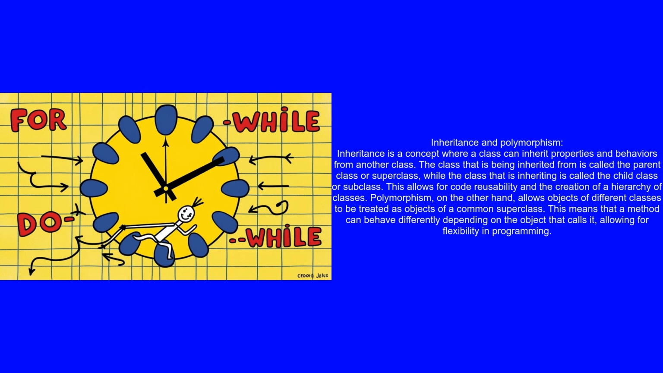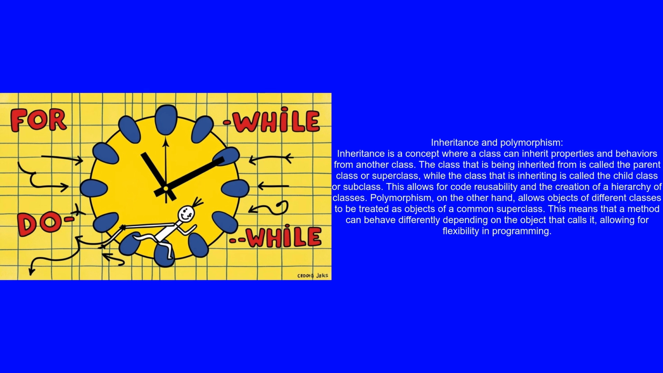Now, polymorphism is a bit different. It's when objects from different classes can be treated as if they're all part of the same superclass. This means that a method can act differently depending on which object is using it, giving us some flexibility in our programming. So, inheritance and polymorphism are really handy tools for building efficient and dynamic code.